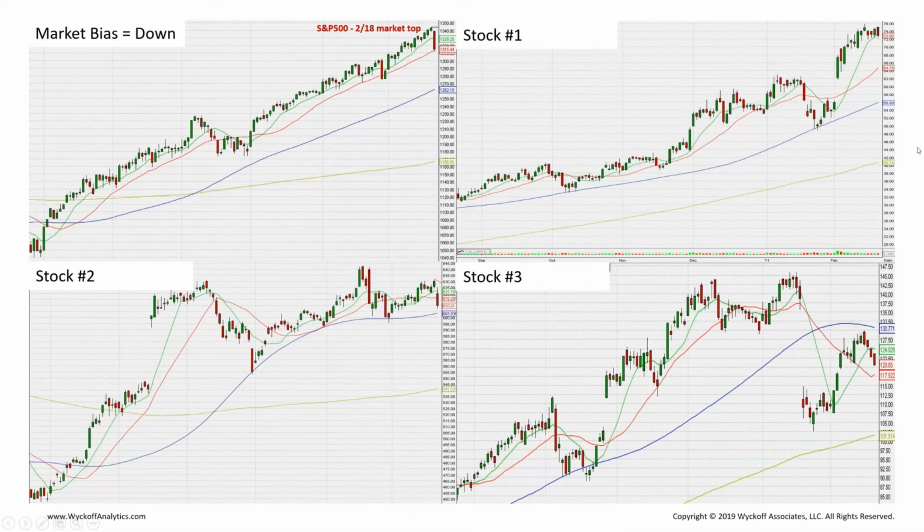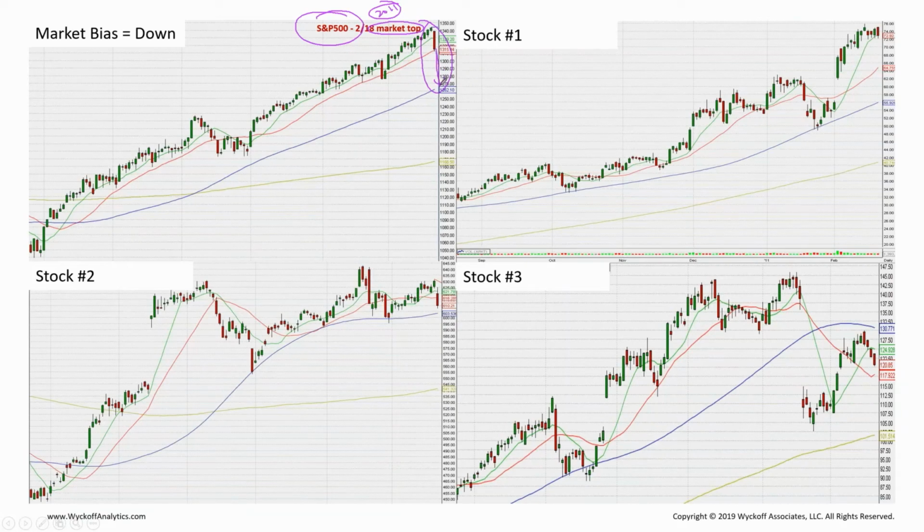All right, so here are 4 stocks, or the 4 charts. Here is the S&P 500. This is, I believe, 2011. You can have this information, but it's not really that necessary. I'm showing you that this is the market top, and that the next swing is going to be to the downside.